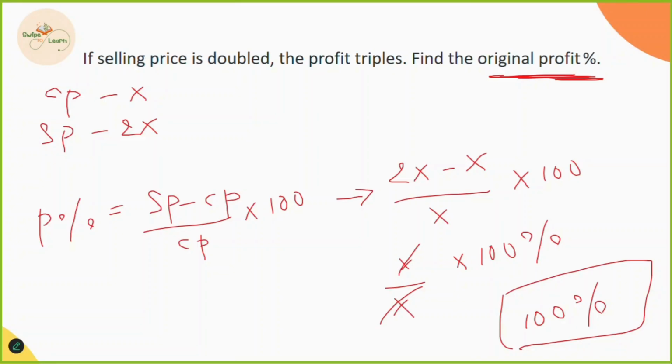So when one value is given and the other value is not given, consider that as 100. When no value is given, then consider them as X and Y and solve the equations respectively.